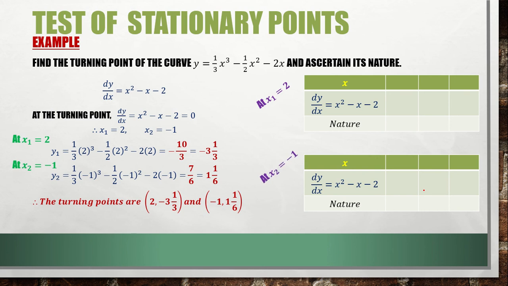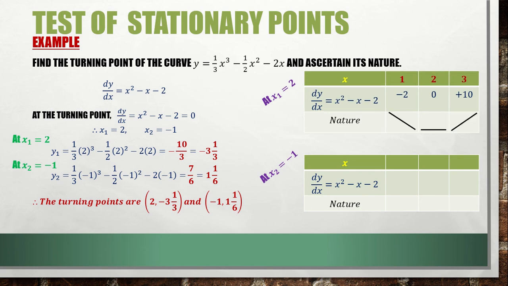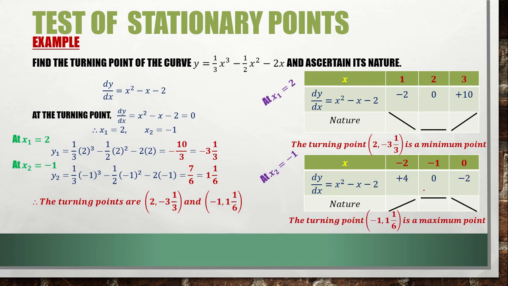Let's do the first table, and then you try the second table, though I believe you know how to work it out and you have worked it out too. If I substitute my values there, my nature will be a minimum point at x equals 2. And at x equals -1, you'll have a maximum point. So you'll find that the turning point at that point is a maximum point.